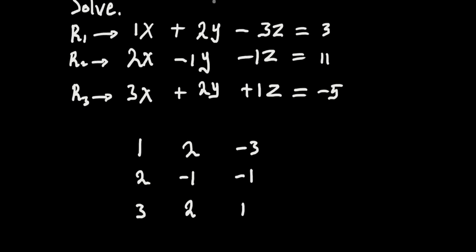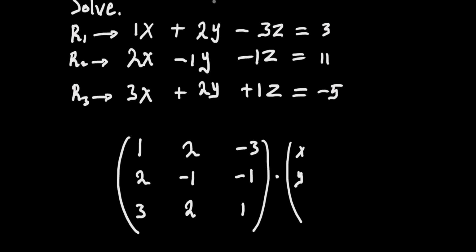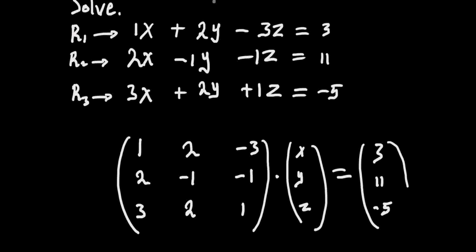And the coefficient of z is +1. So we can put this in parentheses, times the variables x, y, and z, and we equate this to 3, 11, and -5. Good.